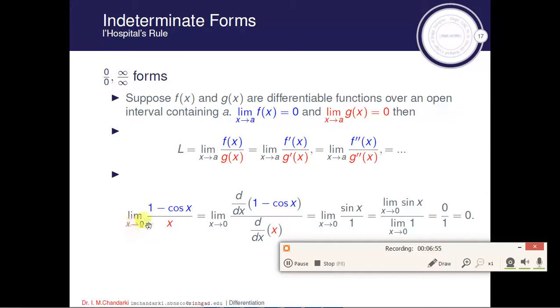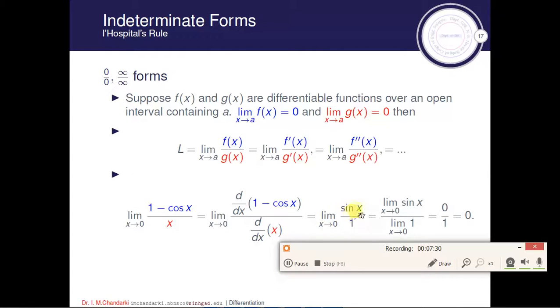Limit x tends to 0, (1 minus cos x) divided by x. Now if you put x equal to 0 here, you know that cos 0 is equal to 1. So 1 minus 1, the numerator is 0, and if you put x equal to 0, the denominator also is 0. That is nothing but a 0 by 0 form, which is called an indeterminate form. Now take the derivative of the numerator: d by dx of 1 minus cos x. The derivative of 1 is 0 and the derivative of minus cos x is plus sin x, and the derivative of x with respect to x is 1.